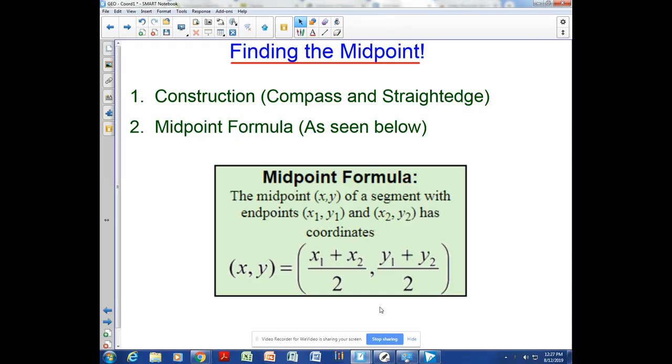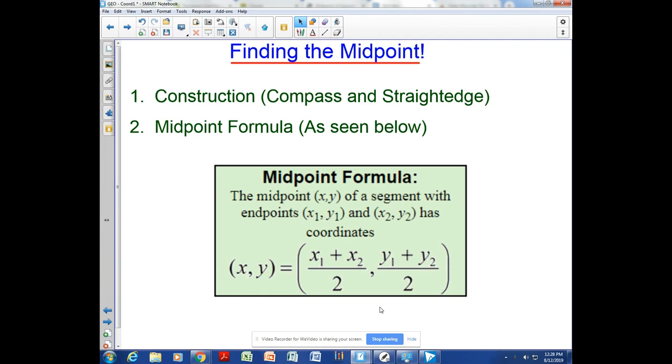Here's a quick lesson about finding the midpoint. First, we're going to see how to find the midpoint through a construction using a compass and a straight edge. And second, we will use the midpoint formula as seen below.